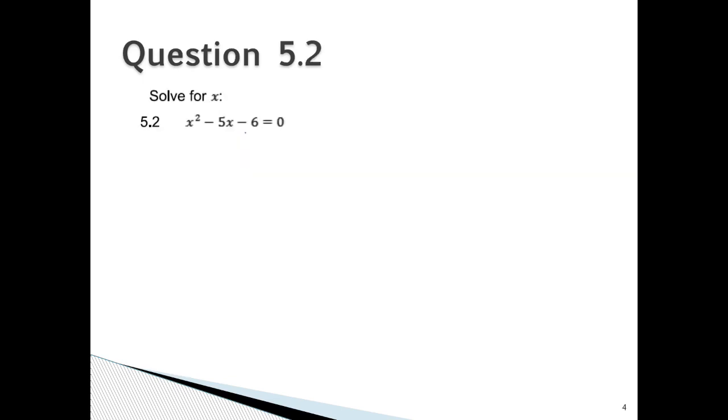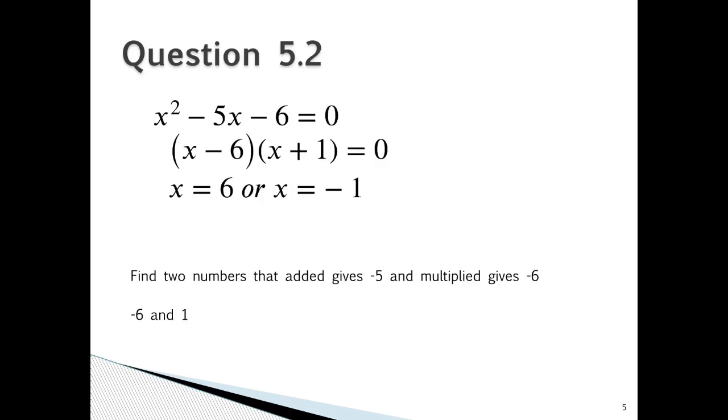Question 5.2. Solve for x. x squared minus 5x minus 6 is equal to 0. So you need to find two numbers that added give you minus 5 and multiplied give you minus 6. So minus 6 plus 1 are those numbers. So x squared minus 5x minus 6 is equal to (x minus 6) times (x plus 1). In this case, x is equal to 6 or x is equal to minus 1.